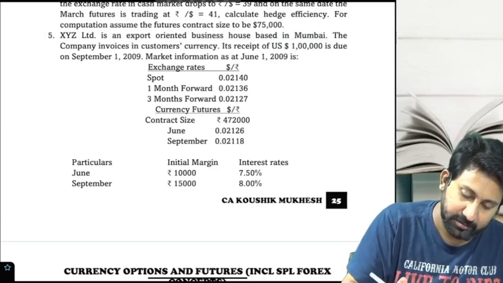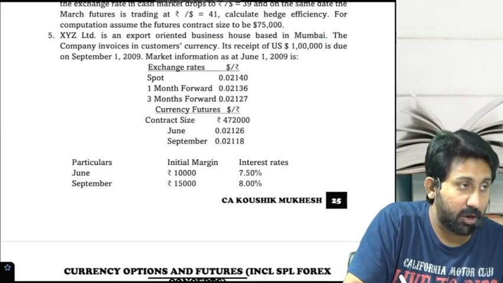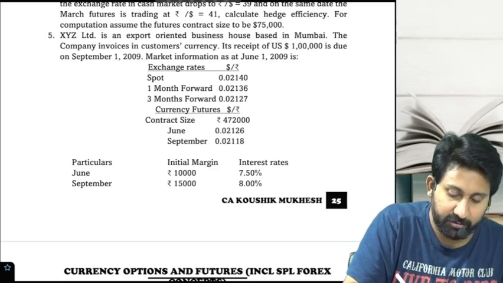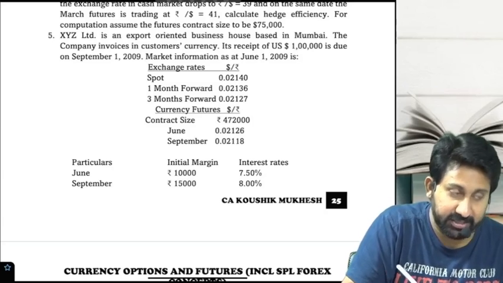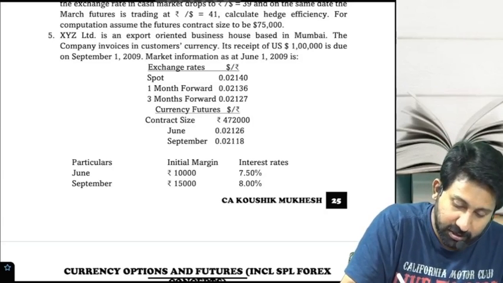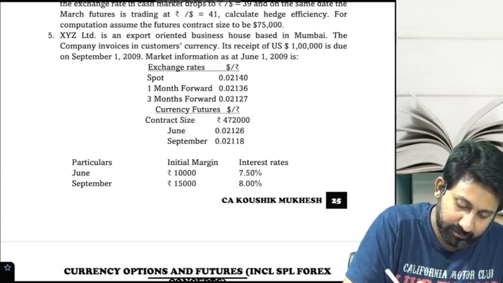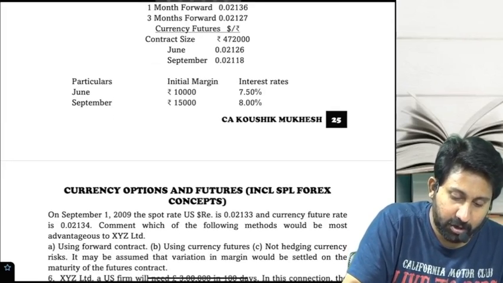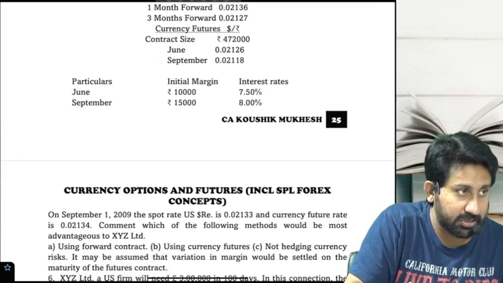Exchange rates. Dollar by rupee spot 0.02140. 1 month forward 0.02136. 3 months forward 0.02127. Currency futures dollar per rupee, contract size rupees 4,72,000.